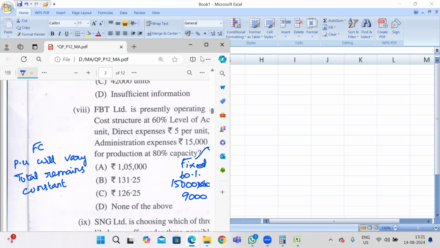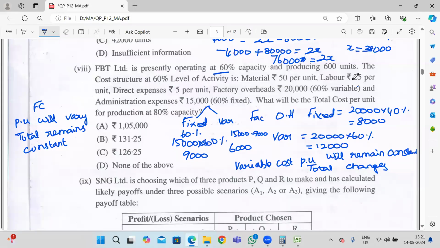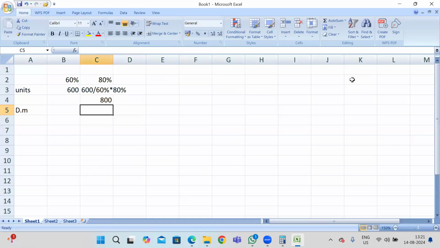So direct material they have given 50 rupees per unit, so here I will take it as it is, 50 rupees. Direct labor they have given 25 rupees. Direct expenses they have given 5 rupees. Fine. So now coming to fixed overheads, that is factory and administrative.